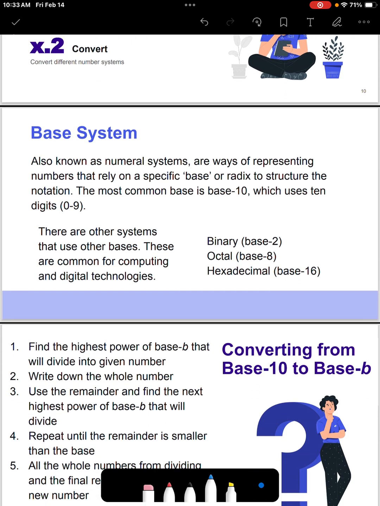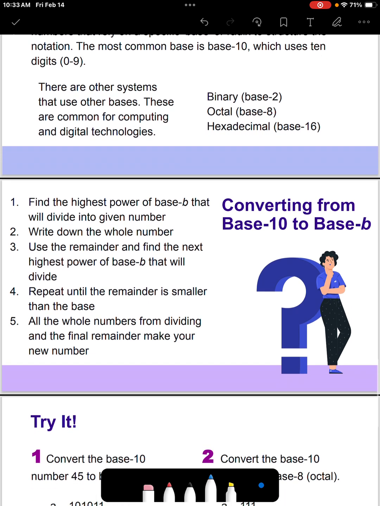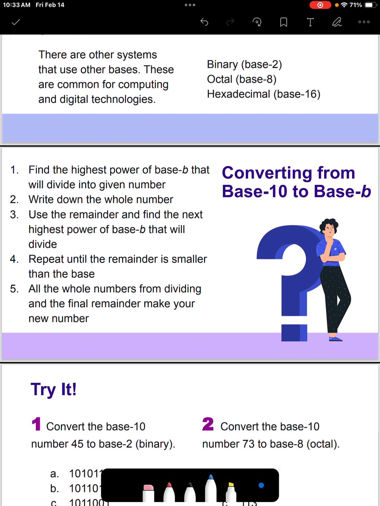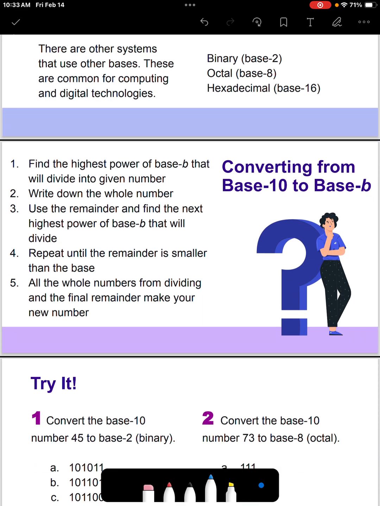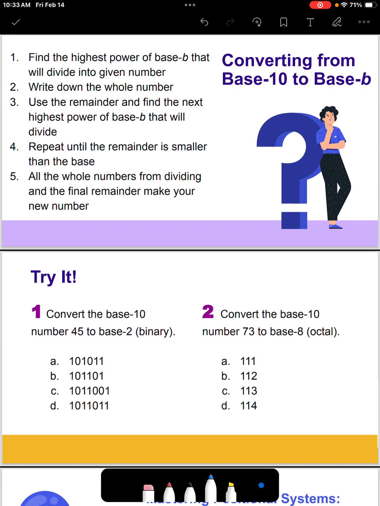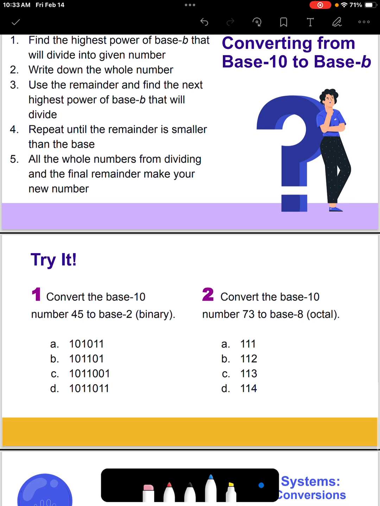So here's your process for converting from base 10 to base B. The first step is to find the highest power of base B that will divide into the given number. Write down the whole number, use the remainder, and find the next highest power of the base that will divide. Repeat until the remainder is smaller than the base. All the whole numbers from dividing and the final remainder make your new number. So let's take a look at the first one.